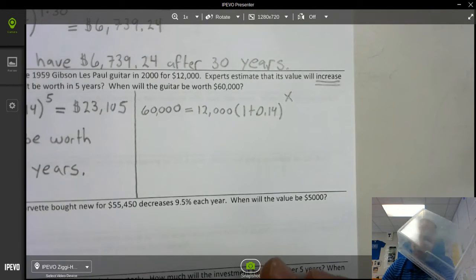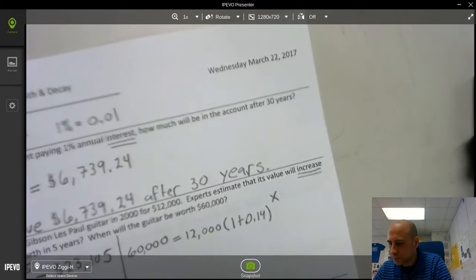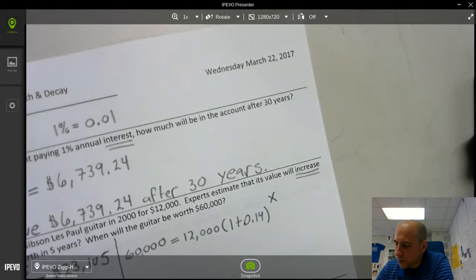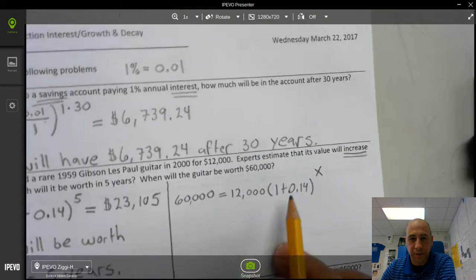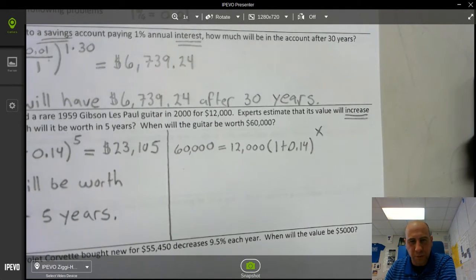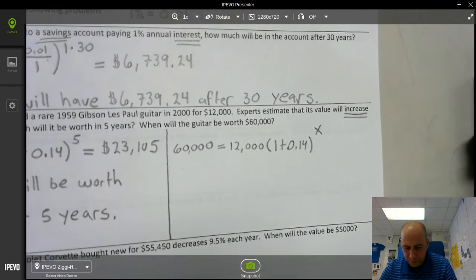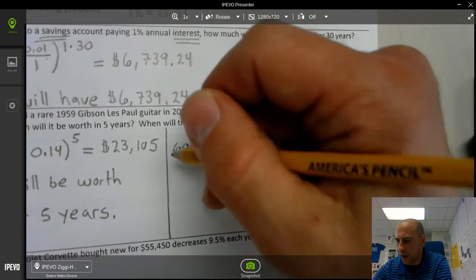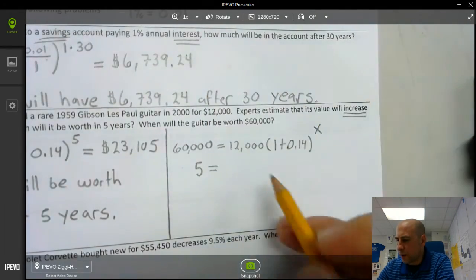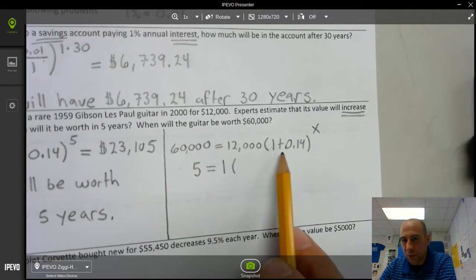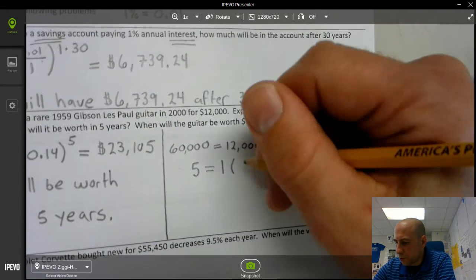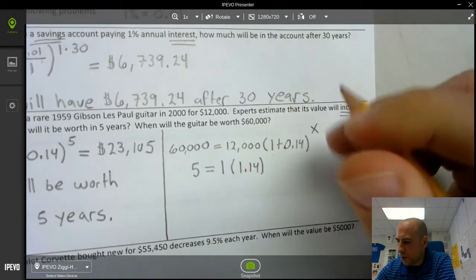Okay, so to solve it graphically, we divide. Let's go ahead and divide the 12,000 by both sides. Okay, to just reduce the numbers a little bit. So if you divide 60,000 by 12,000, we get 5. And 12,000 divided by 12,000 is 1. So 1 times, and we can go ahead and calculate 1 plus 0.14 is 1.14, and that's raised to the x power.